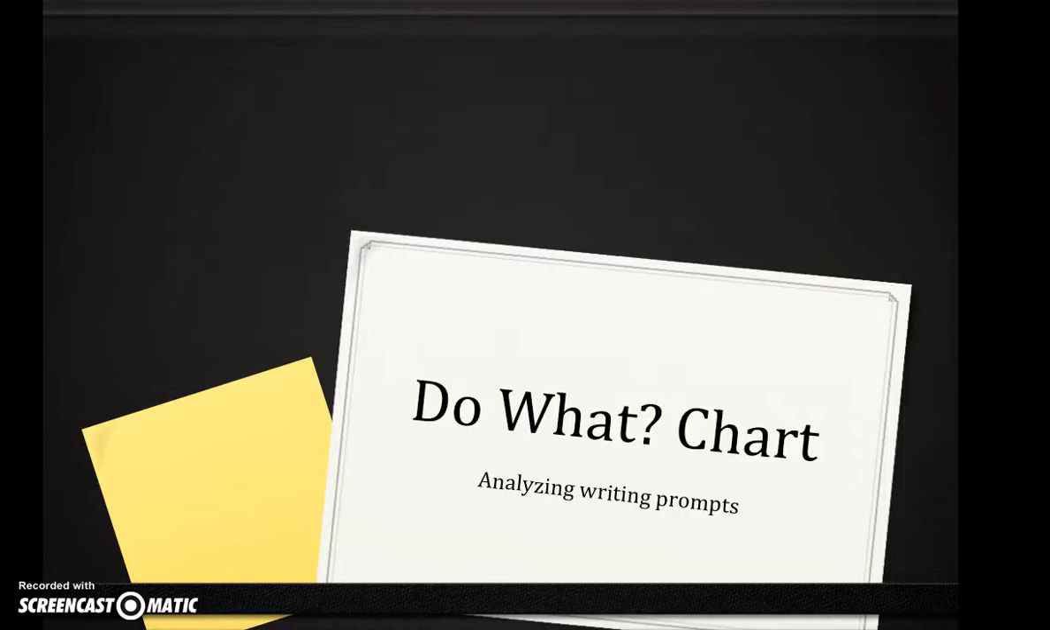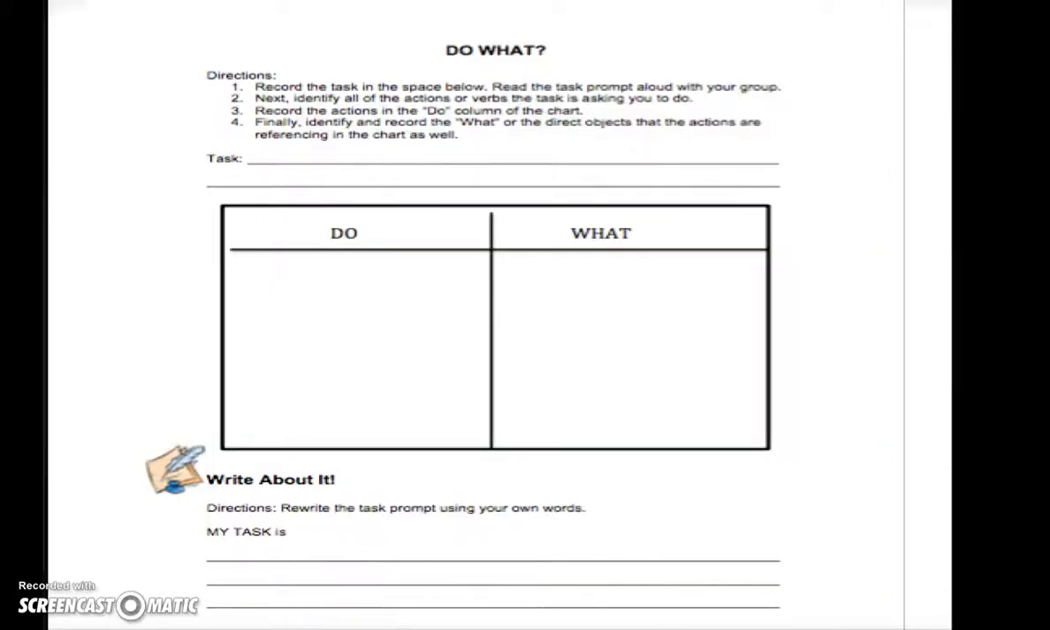Do what chart? Analyzing writing prompts. You have probably never heard of or seen this type of chart. A do-what chart is a strategy for analyzing writing prompts. When you were told about your writing prompt, I'm sure you said aloud or to yourself, I have to do what? The do-what chart allows one to address each part of a writing prompt by identifying all the verbs or actions the task is asking you to do.